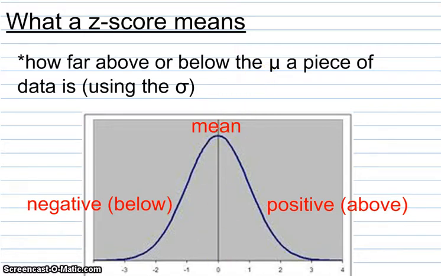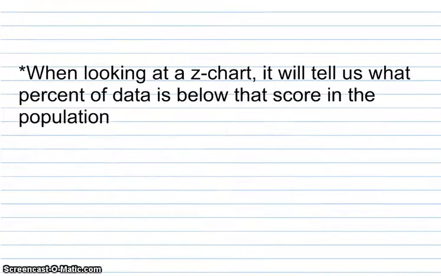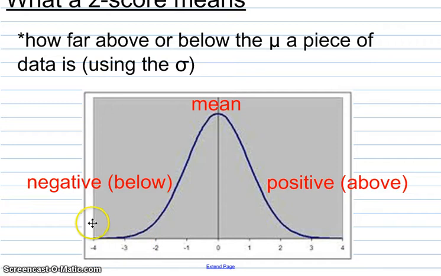If we end up with a negative z-score, it ends up to the left of the mean, so it's over here somewhere. If it's a positive z-score, it ends up over here to the right of the mean. Now, when we're looking at a z-chart, it's going to tell us what percent of the data is below that score in the population. So if we have a negative z-score, we expect that percent to be very low because it's saying what is below the number. If it's a positive number, we expect it to be very high because if our number was right here, all of this data over here would be underneath it, and that would be a lot.